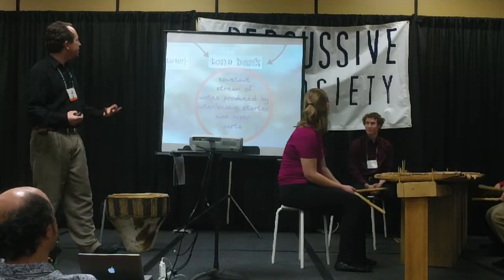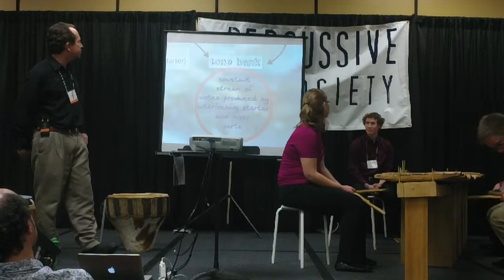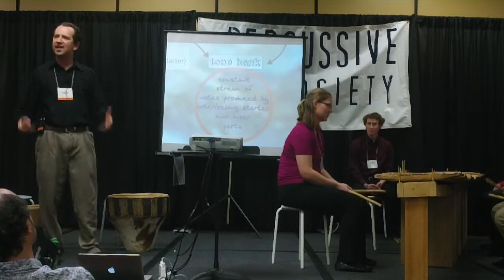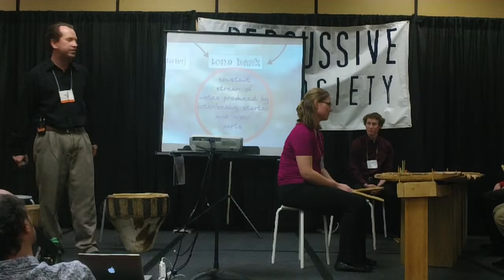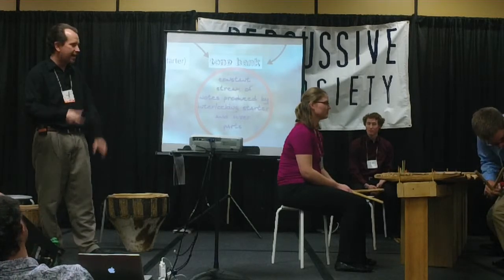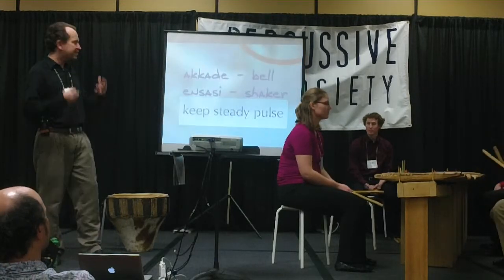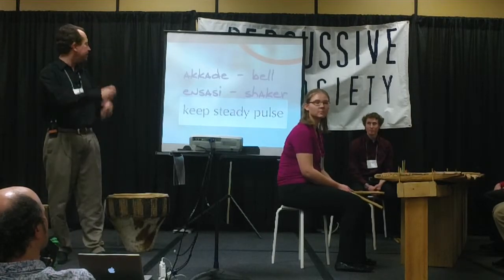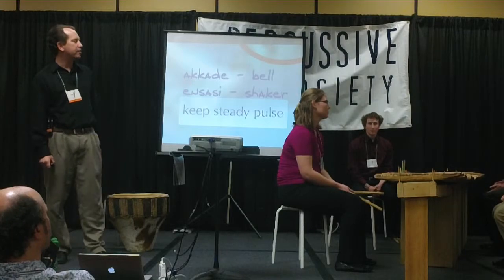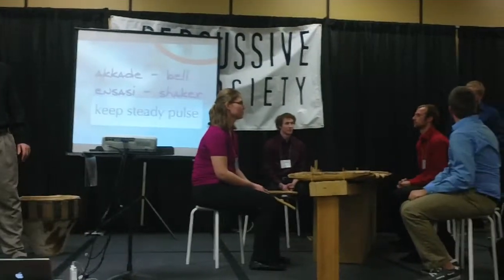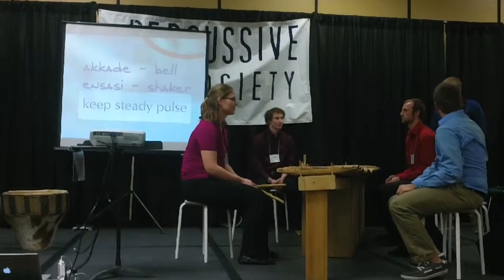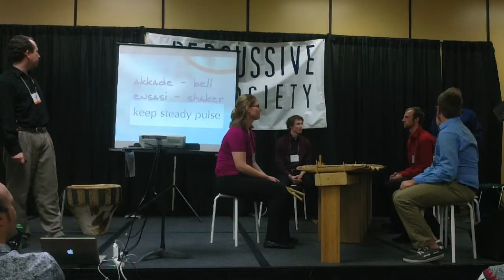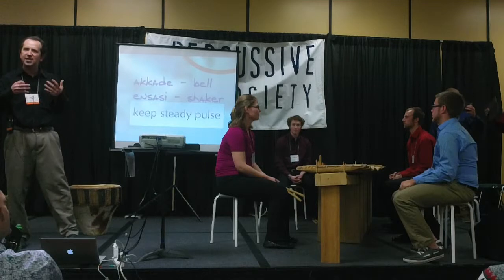This slide here, this is a term Peter Cook uses to describe this combination of the parts, as a tone bank, this constant stream of notes you hear by the interlocking of the two parts. And so the steady beat in this music, extremely important to understand where the pulse is, is played on the blade of a hoe called akade. My colleague from Oakland University, Patrick, is playing that part. And then we also have a metal shaker called ensasi. And this keeps the steady pulse.